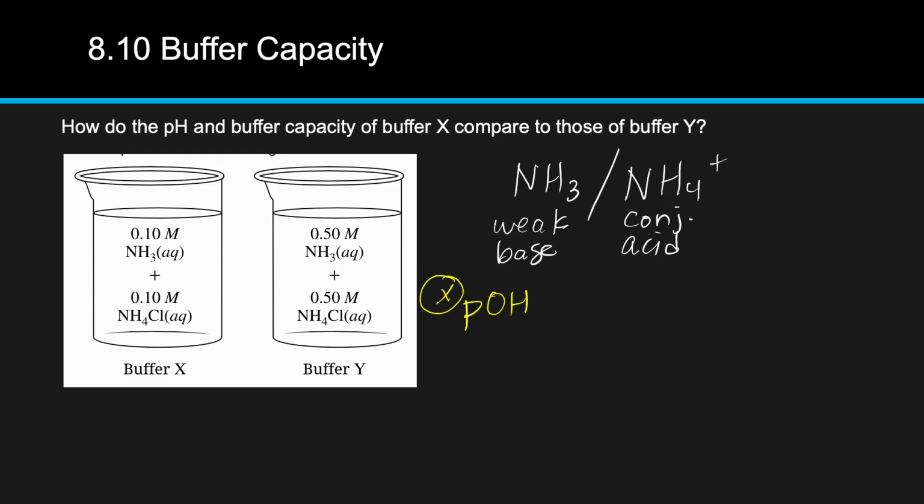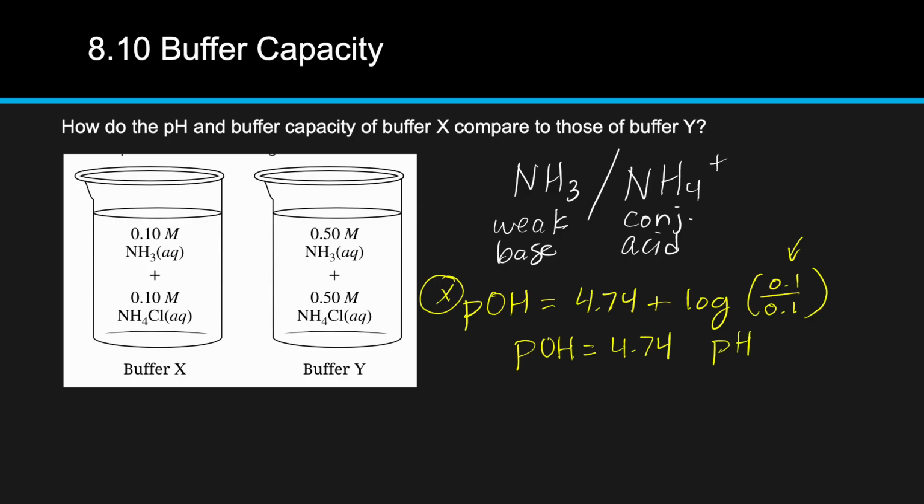So let's start off with buffer X. We have a pKb of NH3 at 25 degrees Celsius of 4.74. Then we have the log of the concentration of our conjugate acid, which is 0.1, over the concentration of our weak base, which is 0.1. Now, this is obviously equal to 1, and the log of 1 is 0. So that means our pOH is equal to the pKb, which is 4.74. If we wanted to solve for pH, we would just take 14 minus 4.74, and you get a pH of 9.26.